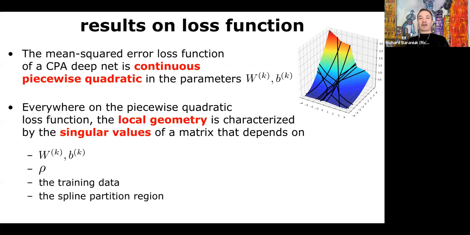Okay, so this is nice because if we can study this piecewise quadratic locally on each piece, and maybe find bounds on certain properties or quantities, then we can say something about this entire surface. If you think about the local geometry of this piecewise quadratic, tile by tile, it's determined by the singular values of some matrix. The Hessian matrix is what's going to determine how this piecewise bowl looks locally. It's a matrix that I'm not going to write down here, but it depends on the weights, the biases, this rho parameter, the training data, and the particular region that you're in. And so we're going to study the singular values of this. Think of it like a Hessian matrix.